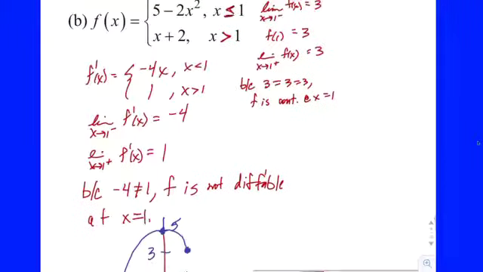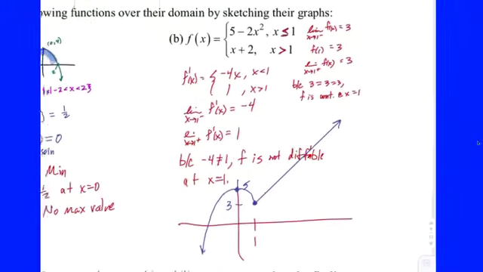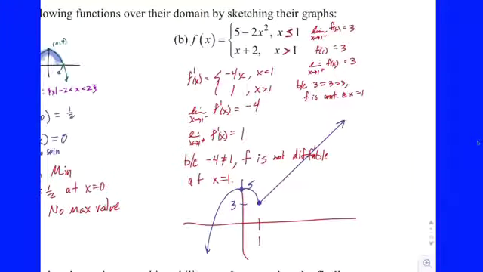So now, stop. Now it's going to go off like this. There we go. So there's the graph. Now it says to find the absolute max or min over the domain.